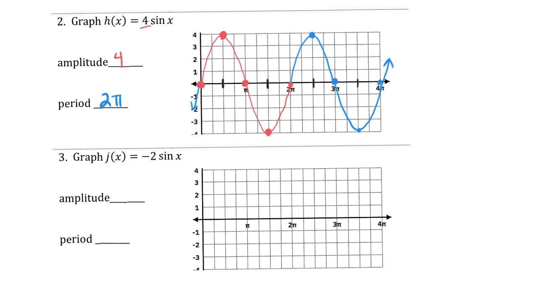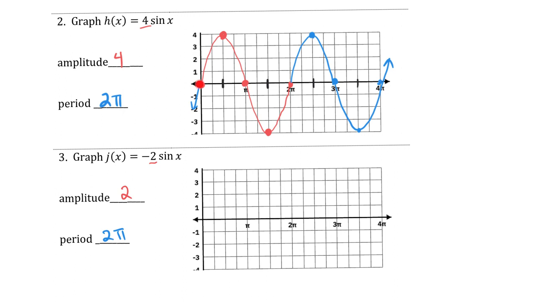Okay, let's look at this. J of x equals negative 2 sine x. What's the amplitude? Okay, the amplitude is 2. The negative is telling me there's going to be a reflection. Okay, but the amplitude is always positive. It's just like your vertical stretch is always positive. The period's still 2 pi because we're going to stay in the period of 2 pi for a long time now.